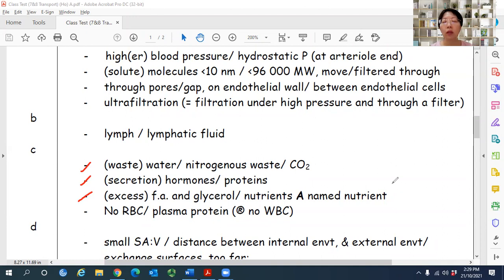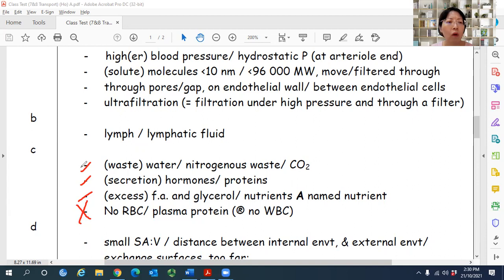Nutrients, because they are being hydrolyzed from the storage organ like adipose tissue. The fat, triglycerides, will be hydrolyzed into fatty acid and glycerol, and glycogen hydrolyzed to glucose. So the nutrients will be mobilized from the storage organ to the tissues that need those nutrients. I will not give a mark for this one. This one is not relevant.